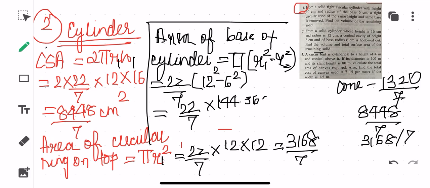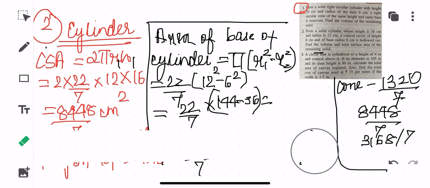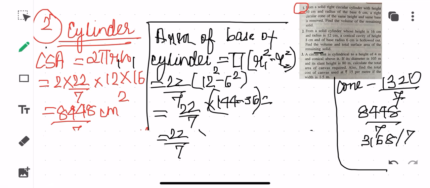So this is equal to how much? Minus 36, children. I'll just make a line like this and I'll erase the other things. So this is coming out to be 22 upon 7 into 144 minus 36, which is equal to how much, children? This is 108. So 108 again is not divisible by 7, so we'll be taking multiplication.